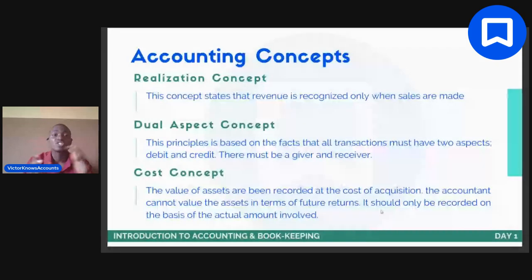This principle is based on the fact that all transactions must have two aspects, debit and credit. There must be a giver and a receiver. The dual aspect concept is actually the basis for the double entry principle. It was because they discovered something that we have the double entry principle. Double entry principle means there must be a debit and there must be a credit. Now, why is that?